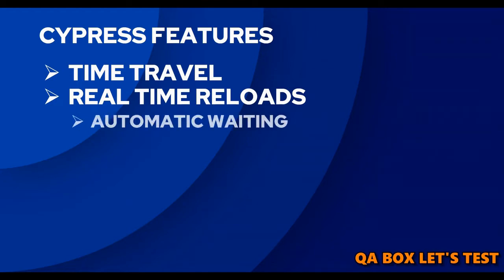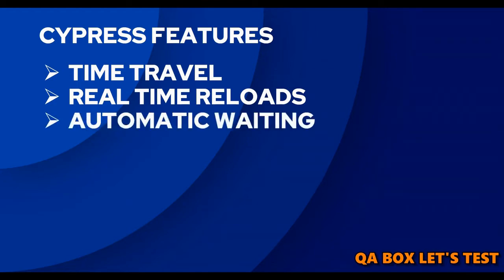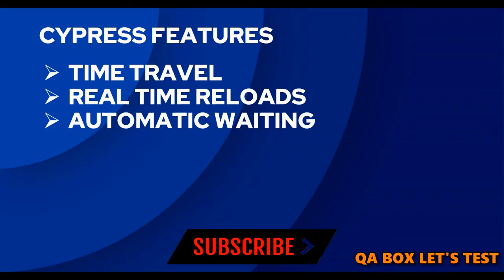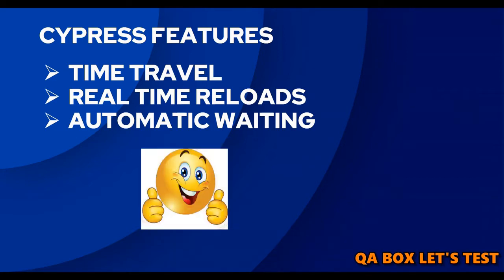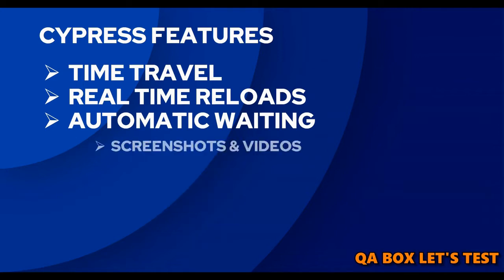Automatic waiting, very helpful if you have been working on UI automation. You know how painful it is to sync your test code with your application code. Cypress automatically waits for the DOM to load, elements to become visible, the animation to be completed, the XHR and AJAX calls to be finished, and much more. And this automatic waiting is applied to both Cypress commands and assertions. And therefore, there is no need to define implicit and explicit waits.